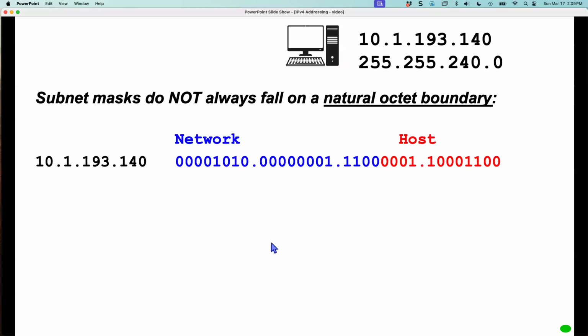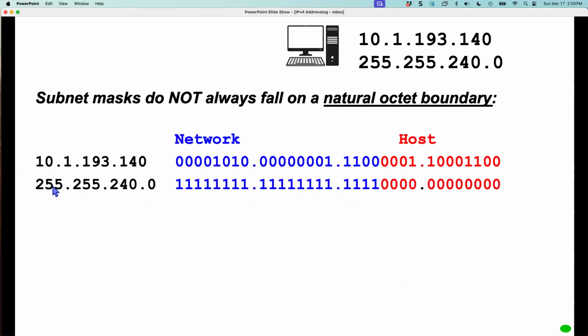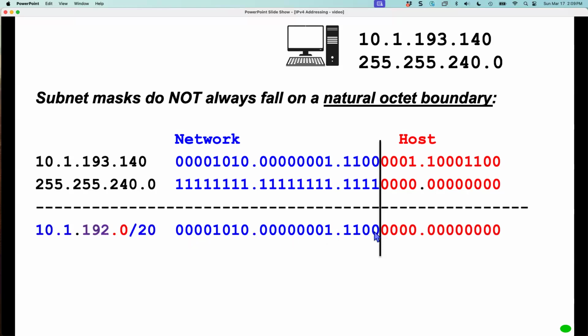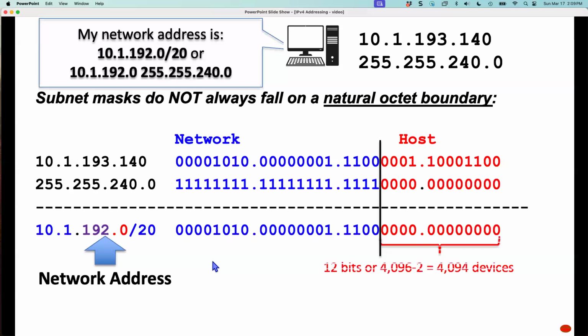All right, so I said a subnet mask does not always have to fall on a natural octet boundary. So if we have this IP address of a device up here and it has this subnet mask, what network does it belong to? Okay, all we have to do is copy the network bits, put a line here where the ones end and zeros begin, and copy the network bits, which would be these blue bits here, these first 20 bits. That's why it's a /20, and then all zeros in the host portion. So our network address would be 10.1.192.0. Okay, so that's the network address. We have 12 bits for the host portion, or 4,094 addresses we can assign to devices.